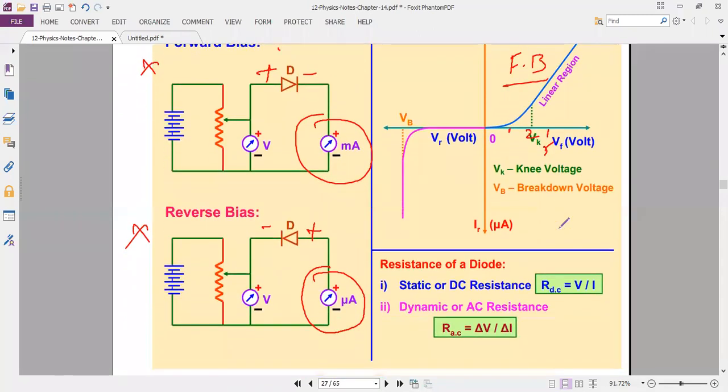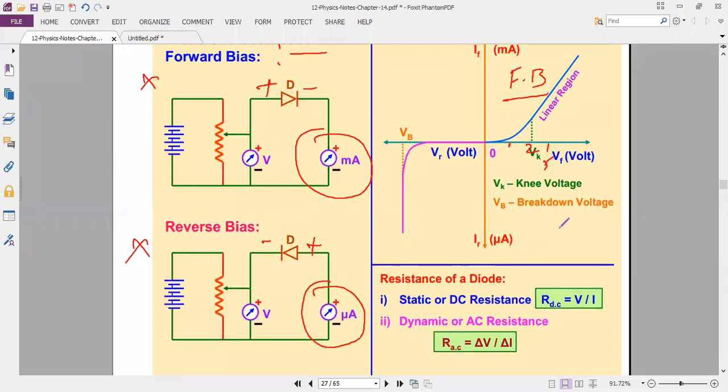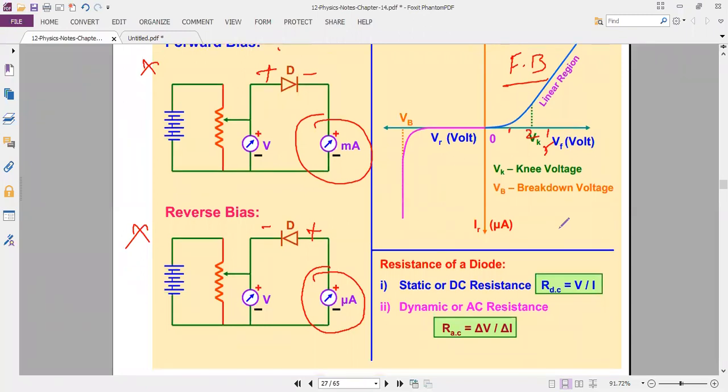And static or dynamic resistance. Static or DC resistance uses a simple formula, Ohm's law: V is equal to IR, so R is equal to V by I. And the dynamic resistance means AC resistance. It is equal to del V by del I. Del V means the changing potential divided by the changing current. These two things we'll discuss at problem time. Okay, just note the formulas alone.